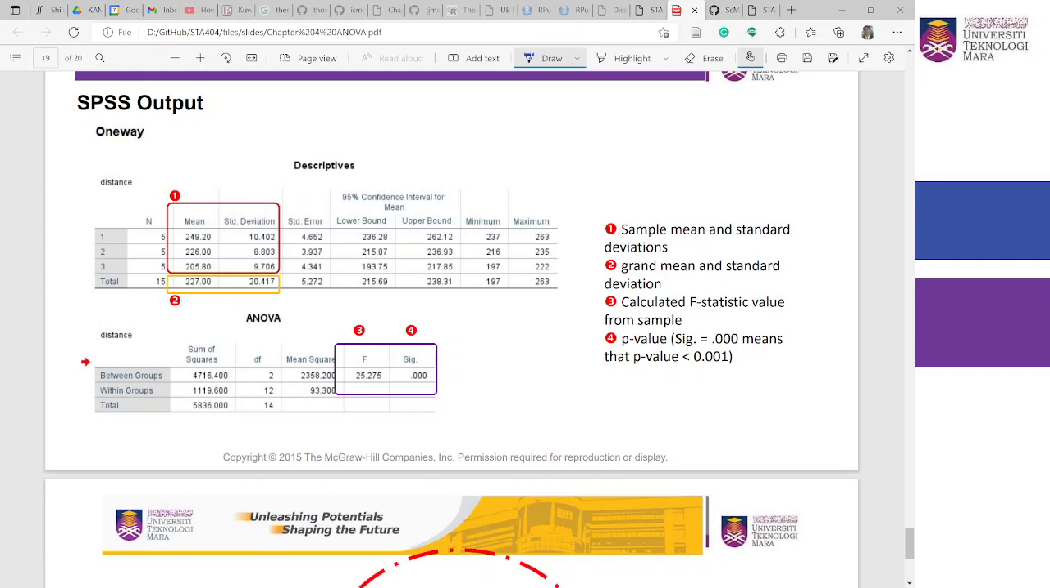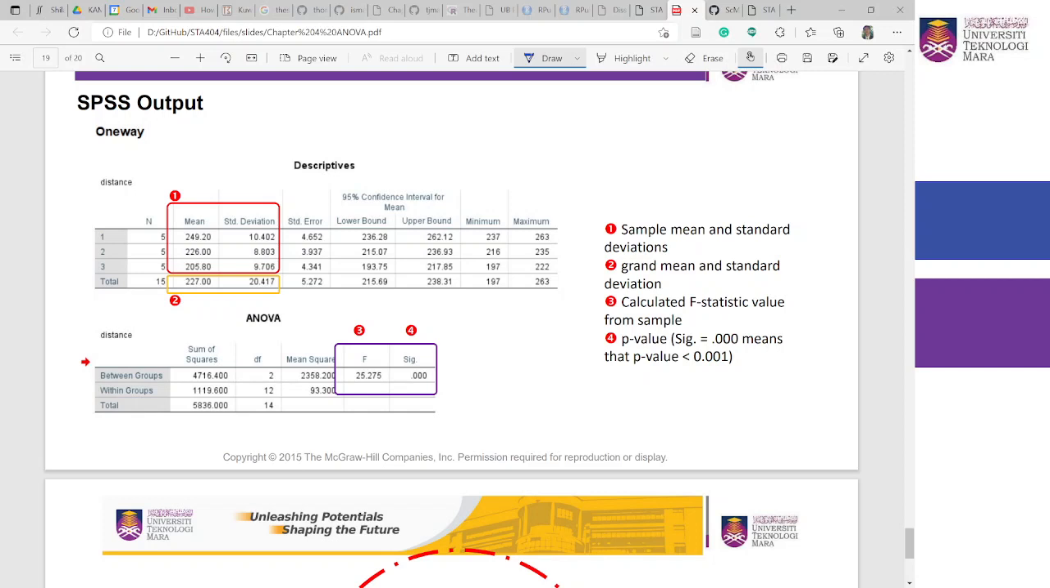So you ada the first part is the descriptive. So you have the descriptive information. Okay, sample mean, sample standard deviation, and so on. So you can see that you have the mean and also the standard deviation for each of the groups, and also for the grand mean and the grand standard deviation. Okay, this is given by the descriptive table.